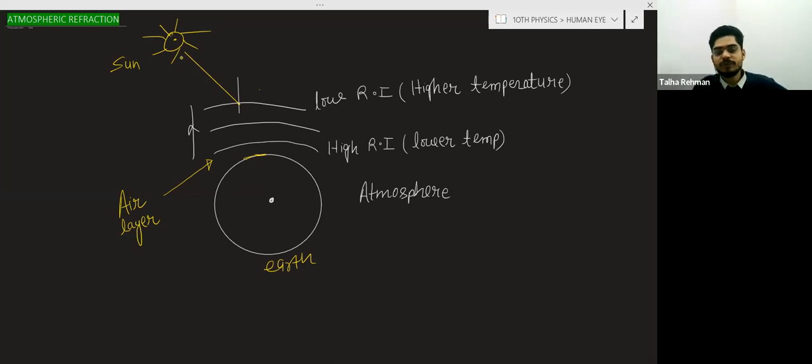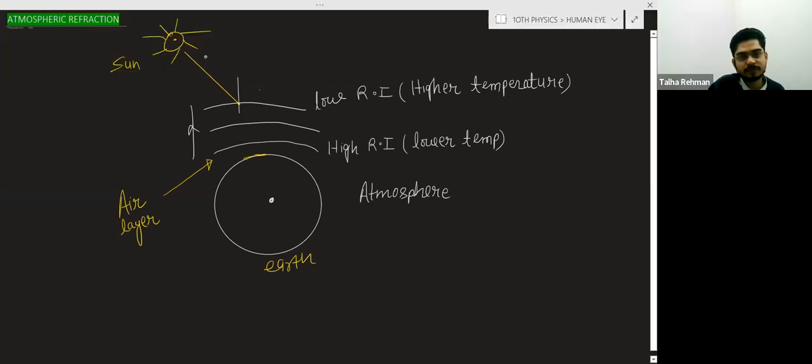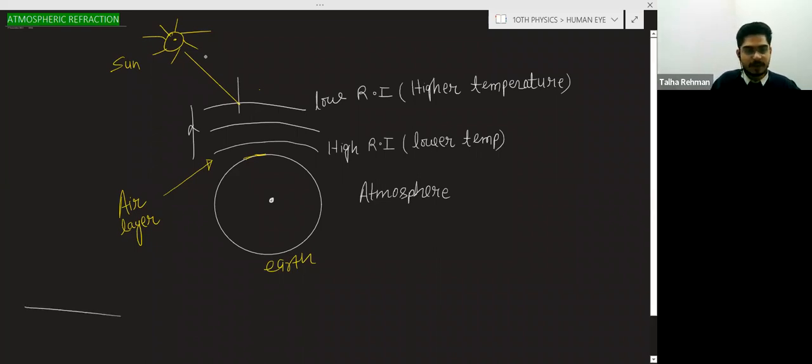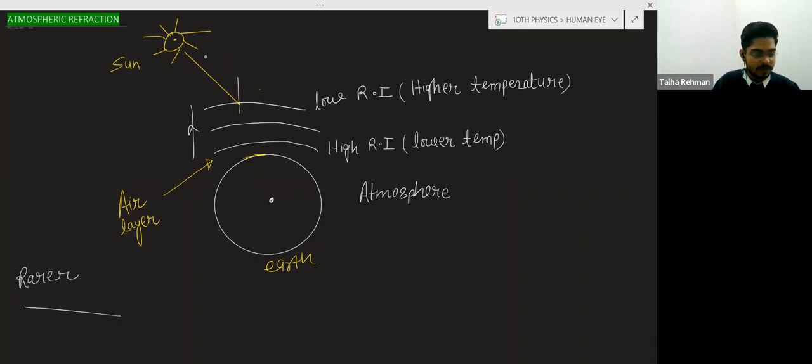When the light ray is moving from here, there will be another layer, and that layer will again have a low refractive index. Low refractive index means what is happening here? Here is the rarer medium, and here is the denser medium.